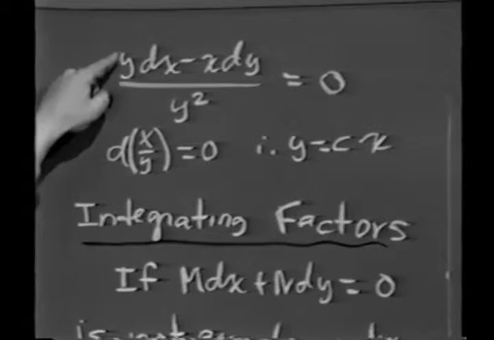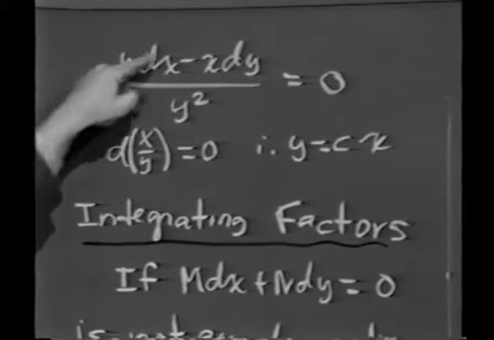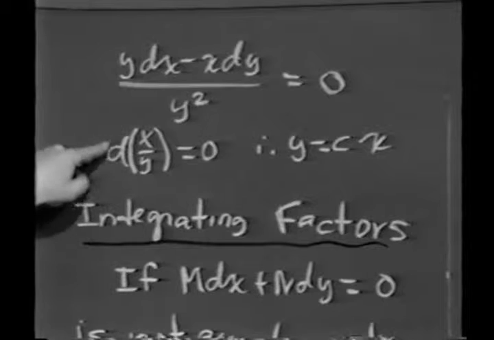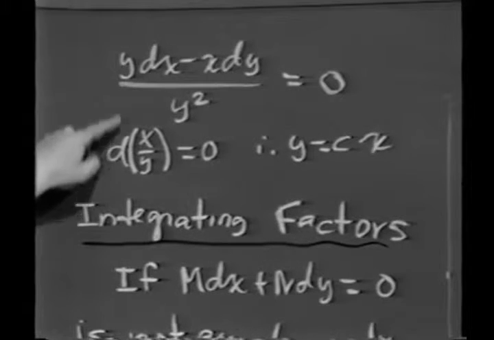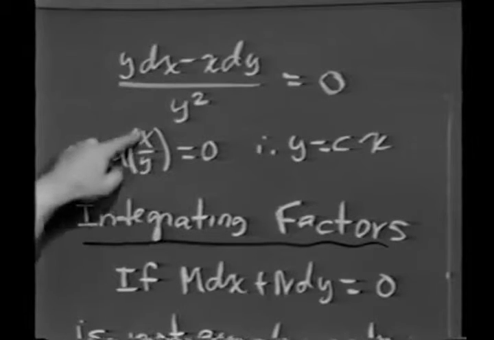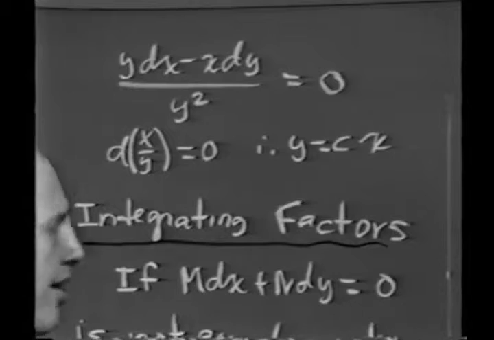The left-hand side, this differential, is now exact, believe it or not. It wasn't exact to begin with, but by dividing it by y squared, it became exact. In fact, the left-hand side is now the differential of x over y. In other words, the differential of x over y is 0. Therefore, x over y is a constant, or in particular, y is some constant times x.